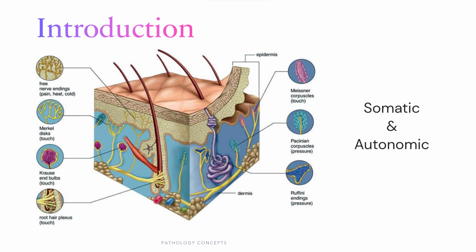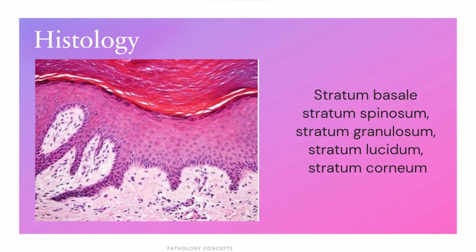The autonomic innervation is responsible for control of the tone of the vasculature, pilomotor stimulation at the hair root and sweating. Now let's learn about the histology of skin. Skin has 5 main layers.